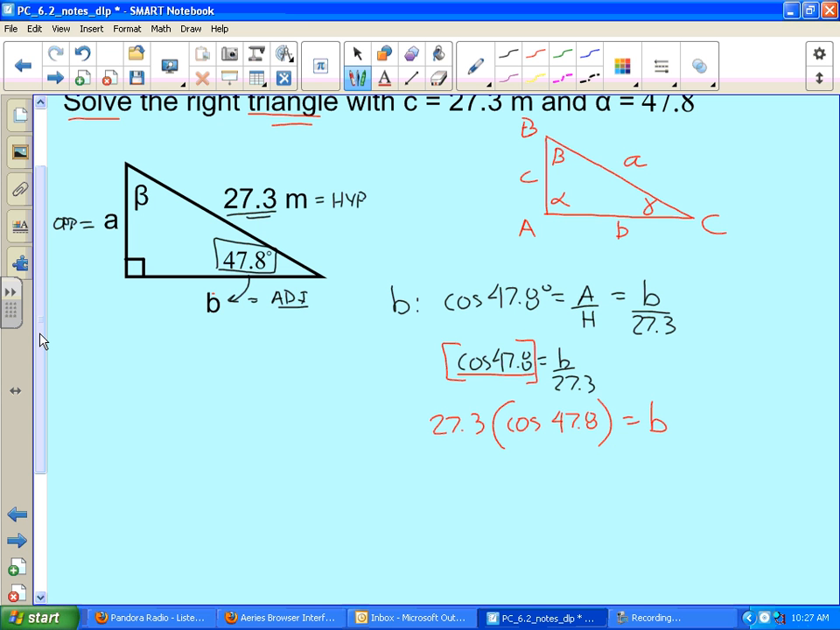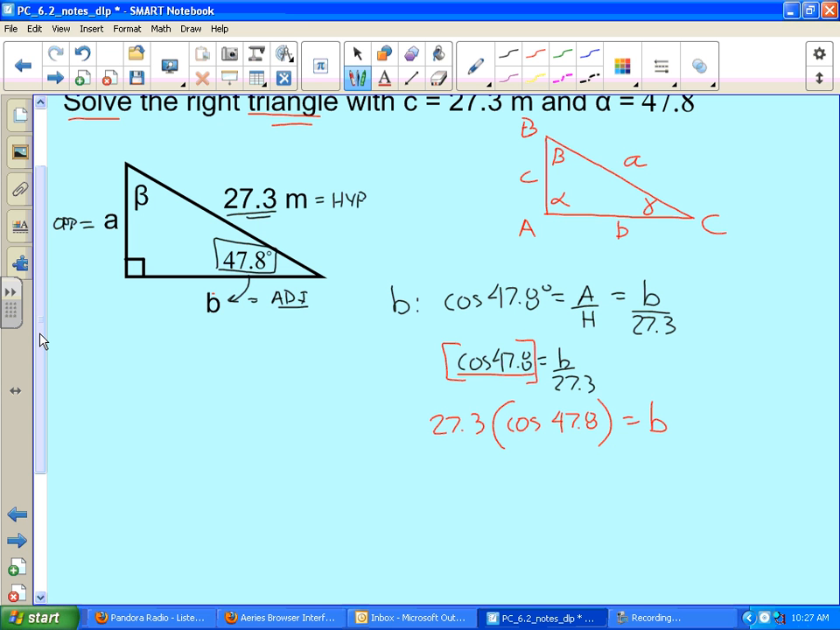Okay, now here's another thing to think about. I bet some of you did this. How many of you did cosine 47.8 times 27.3? How many did that? Be honest. Did you close the parenthesis after you did cosine of 47.8?